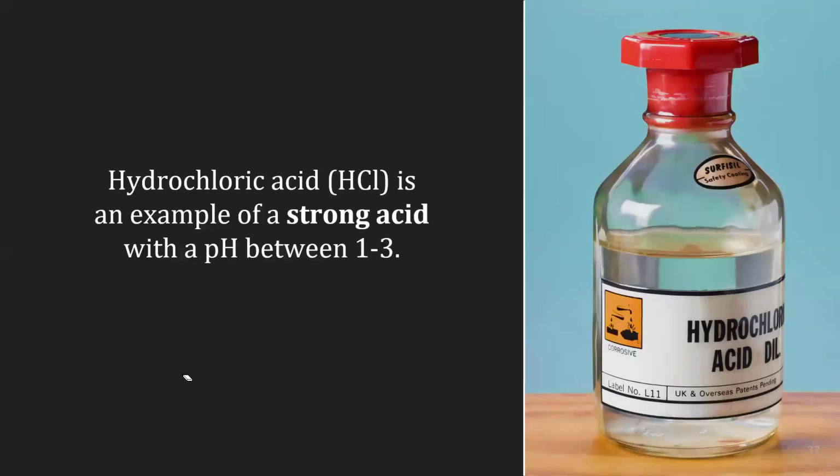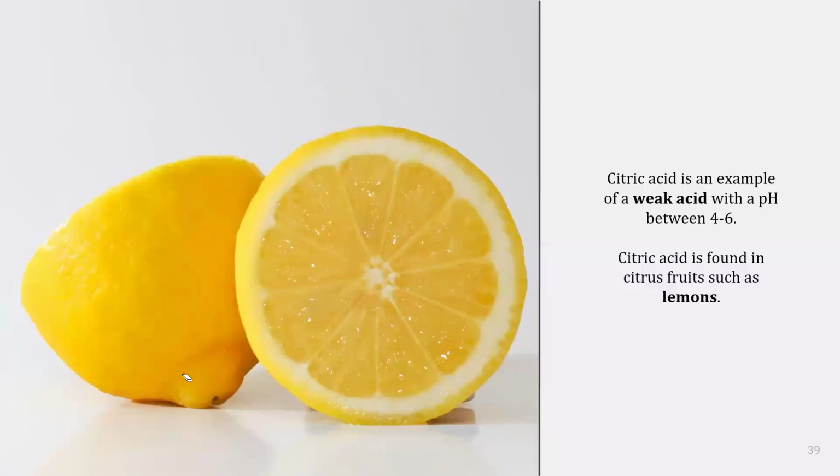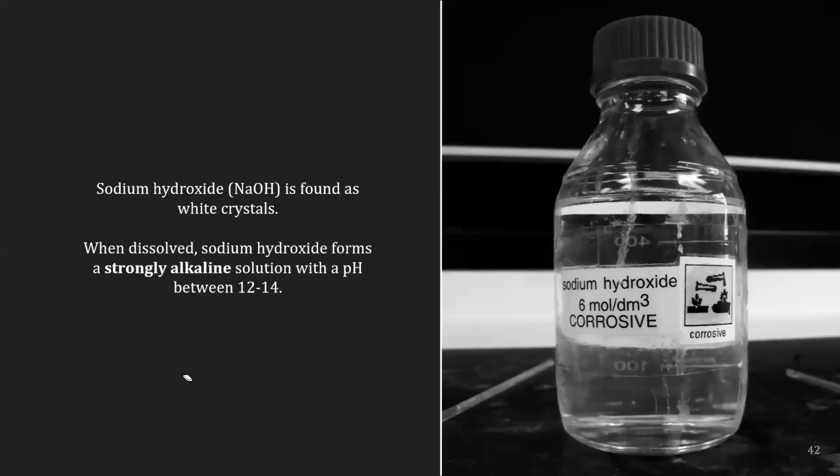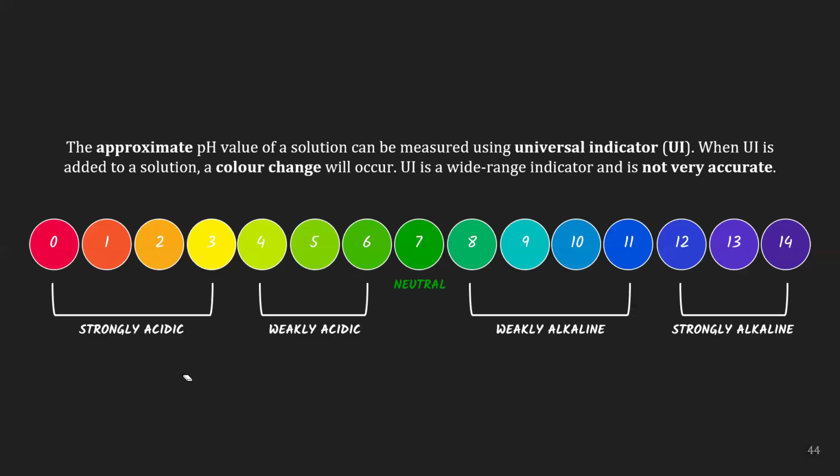Hydrochloric acid is a strong acid, while citric acid is a weak acid and it's found in fruits like lemon. NaOH, look at this deadly compound. These are the crystals of NaOH. NaOH is strongly alkaline, and then look at this shape. We make NaOH solution and we store it in a proper way, for safety purposes.